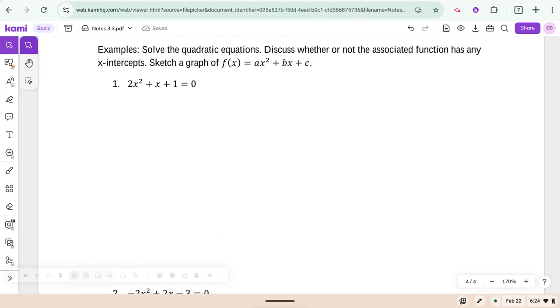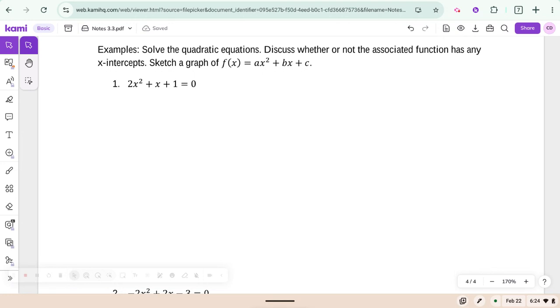Now, the beautiful thing about this example is it's already in standard form. Descending powers of x. We have x to the second power, x to the first power, a constant, and it also says equals 0. So this is beautiful. If I could factor it, I would. It turns out that this is not factorable, so I'm going to rely on the quadratic formula.